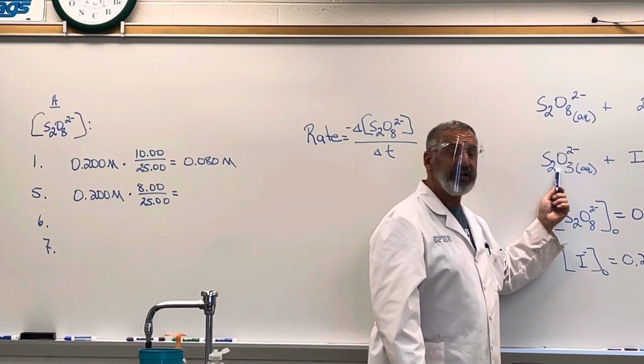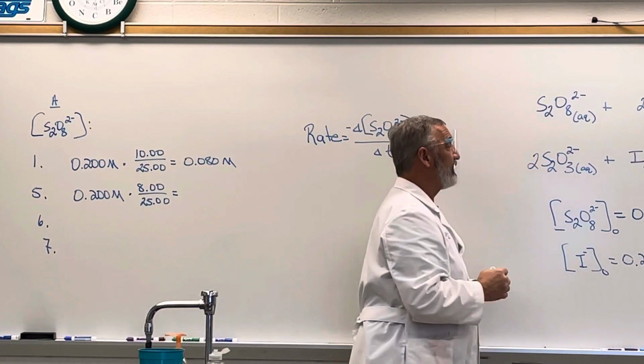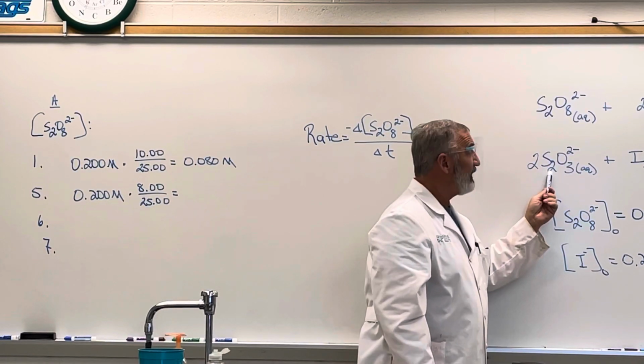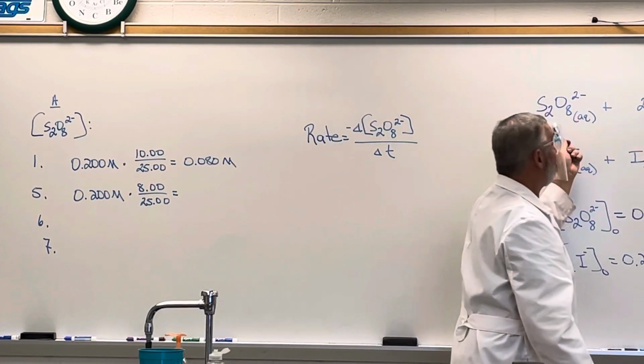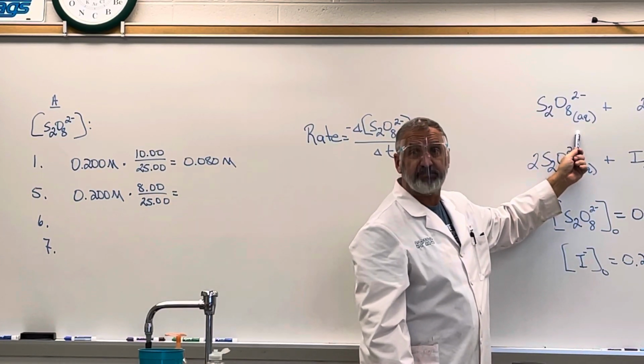So we need to figure out how many moles of this reacted, and again, I forgot my 2, okay? We need to know how many moles of this reacted, and then we know for every 1 mole of iodine which got made, 1 mole of S2O8 disappeared, got used up.